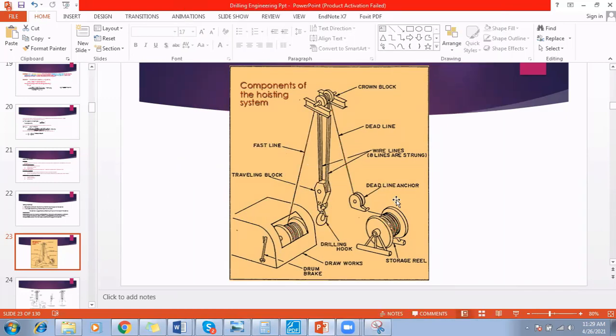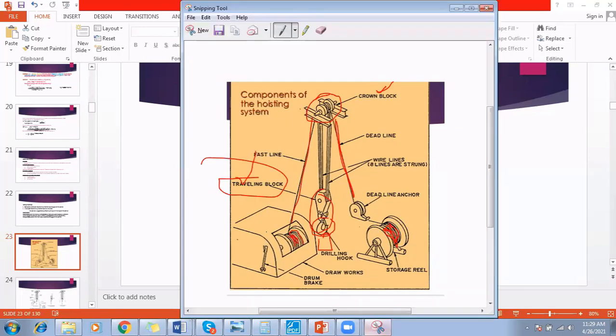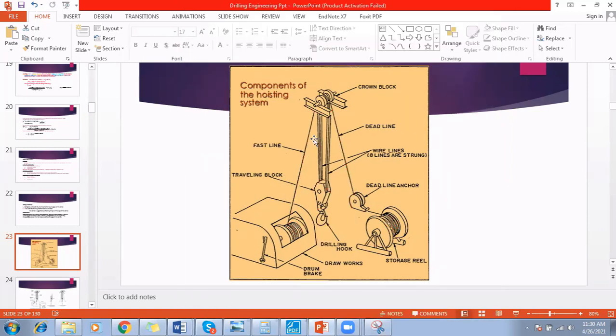And here you can see that this is the drawworks, and this is actually the reserve storage of the drilling line, so that if this drilling line gets worn, you may use the drilling line from this storage reel. So this is the brief explanation of the hoisting system, or the components of the hoisting system.